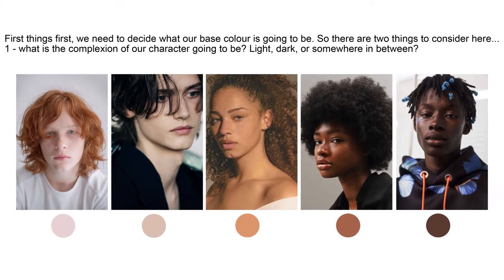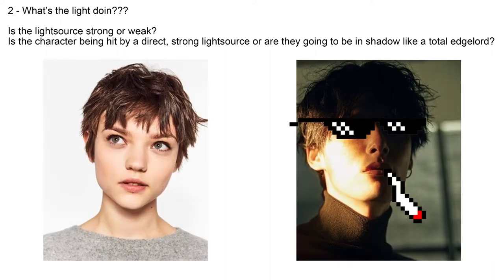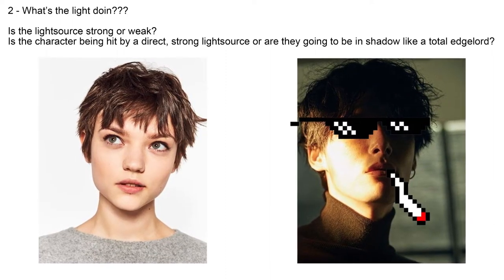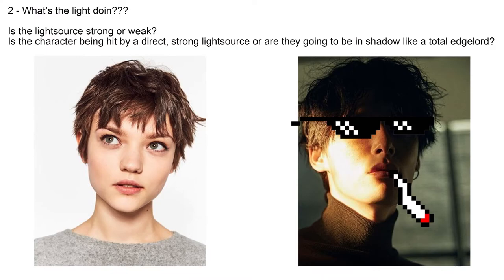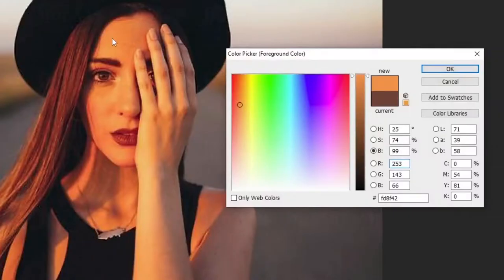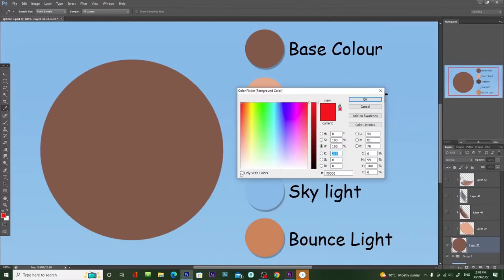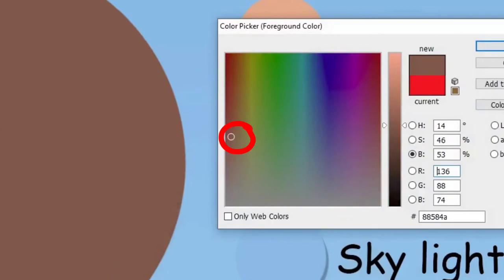And the color you choose is going to be dependent on the complexion of the person. And also, the color and intensity of the light source is going to play a big role in how the skin appears. Like, if you're at a sunset, your skin will look more orange. So, with all that being said, I'm going to start off with this brown color.